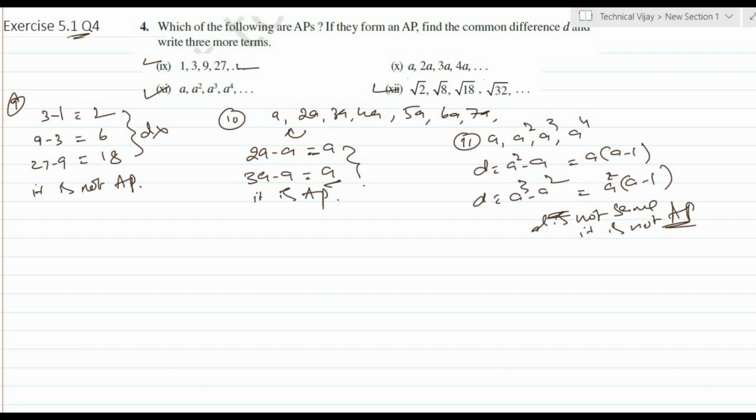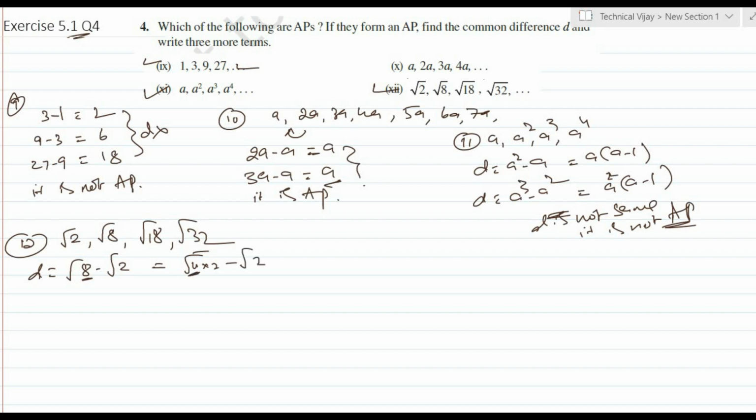Okay. So now 12th one. Root 2, root 8, root 18 and root 32. Here D is equal to root 8 minus root 2. So how to calculate this one? Here this 8 can be written as 4 into 2. Okay, minus root 2. This root 4 will be 2, which is equal to 2 root 2 minus root 2, and it is equal to root 2. Okay, because see, 8 can be written as 4 into 2. So square root of 4 I have taken outside, that is square root of 4 is nothing but 2. So root 2 is only remaining here. So 2 root 2 minus root 2 will be root 2.